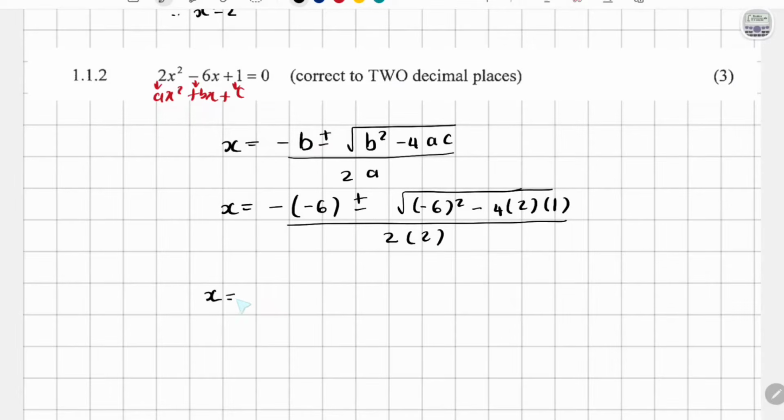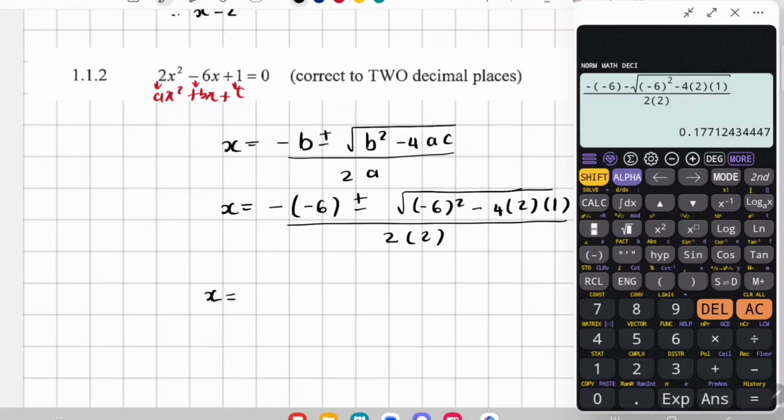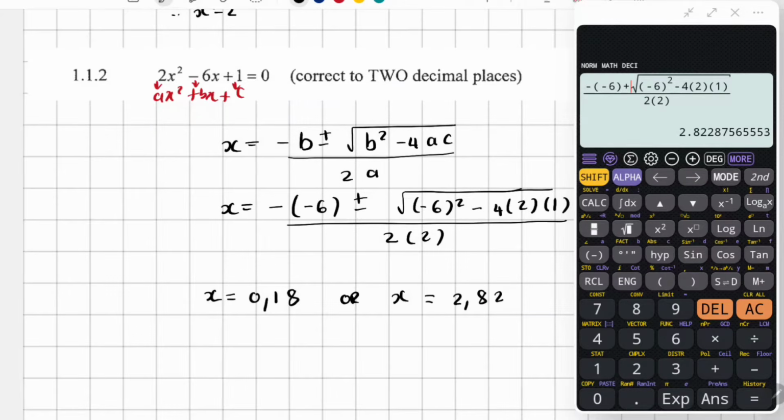And then you can just nicely put this onto the calculator. I will start with the negative, just because it's usually the smaller factor, and then the positive. When I put it onto the calculator, starting with the negative, I get 0.177, so you're going to round off to two decimal places, so that is going to be 0.18. Or x is equal to, and we're just going to change that to a plus sign, 2.822, so that just becomes 2.82. Okay, so those are our solutions for this question.